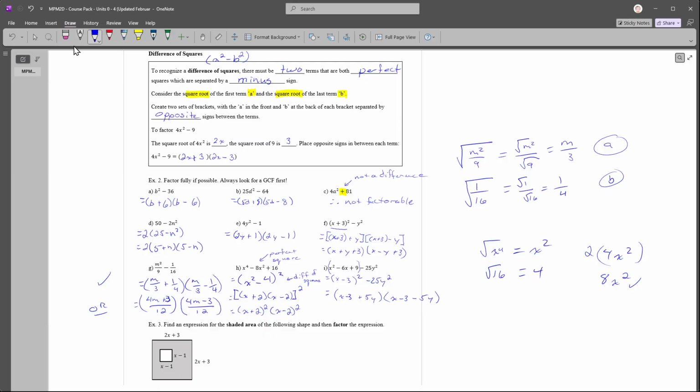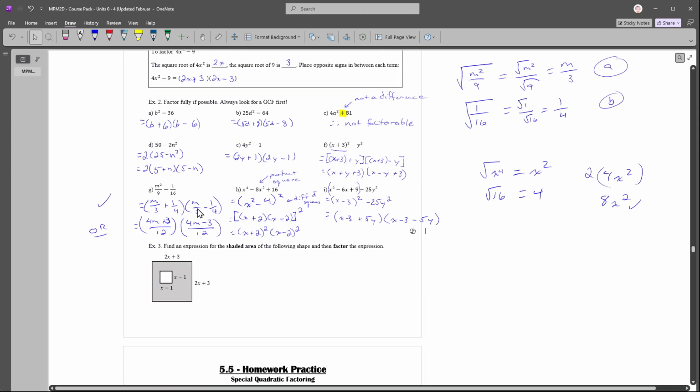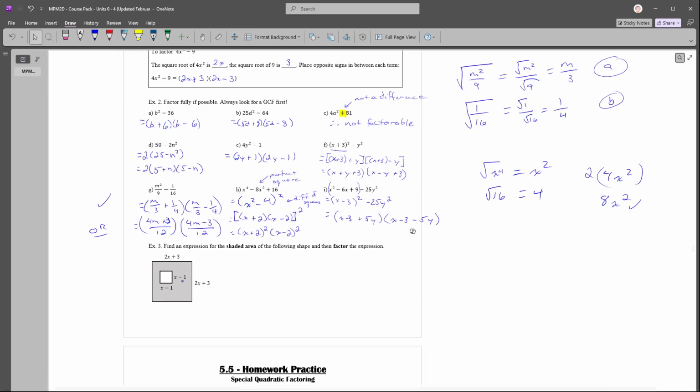All right, we're going to finish this off with a word problem. This is going to be a common type of problem you'll see in practice work as well as assessments. So make sure that you have a good idea of what we're doing here. Find an expression for the shaded area. So we have this big box that is shaded in, but we have this white box inside of it. I want to find an expression for the shaded area only for the following shape. Then we're going to factor the expression.